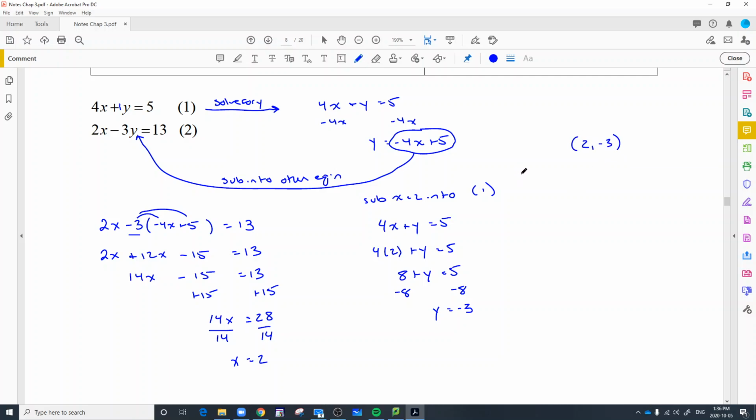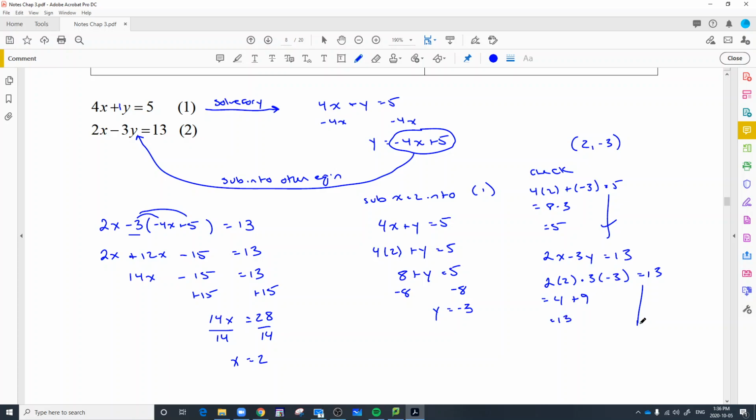To know for sure, I could check. So I'm going to go 4 times 2 plus -3, does that equal 5? 8 minus 3 is 5, that one's good. I could check into the other one. 2x minus 3y equals 13. 2 times 2 minus 3 times -3, does that equal 13? I get 4 plus 9, which is 13. So yes, my solution is 2, -3.